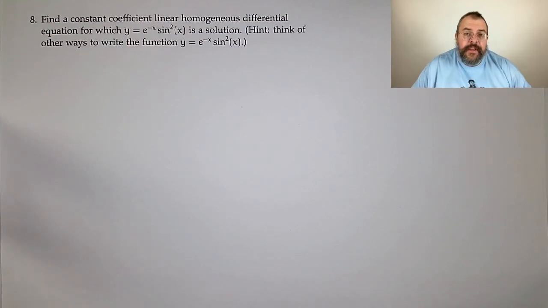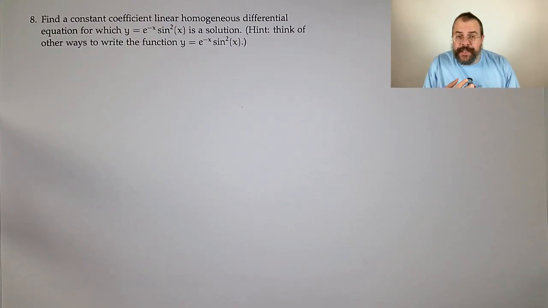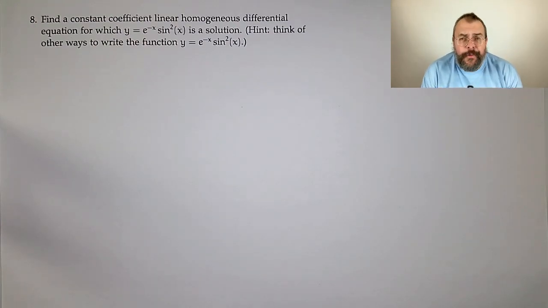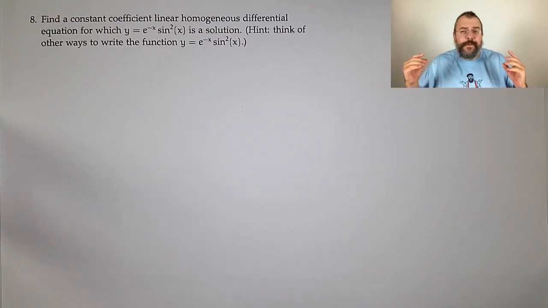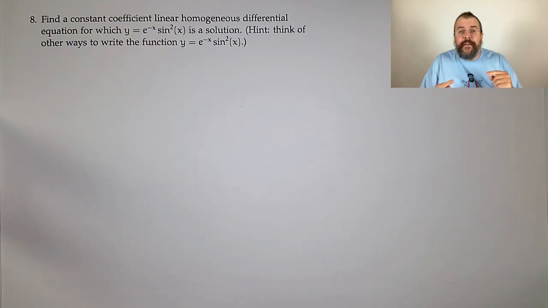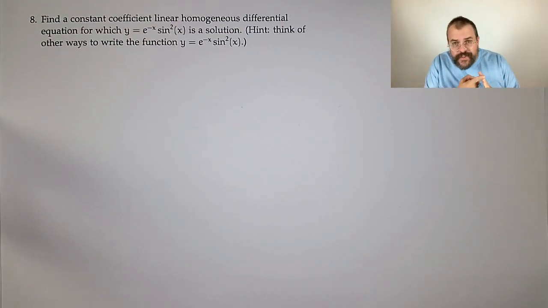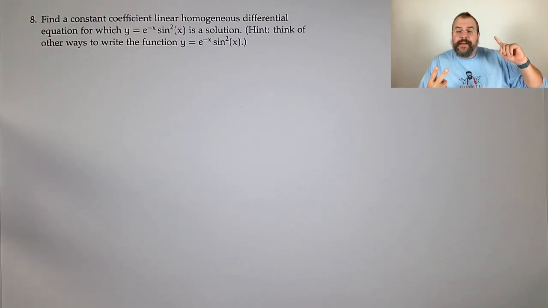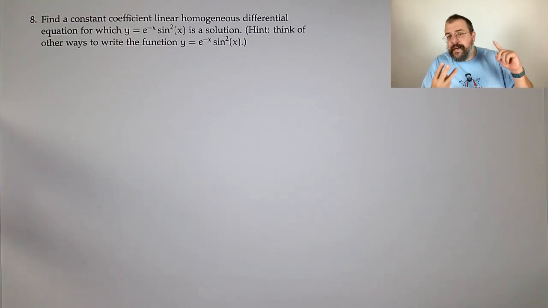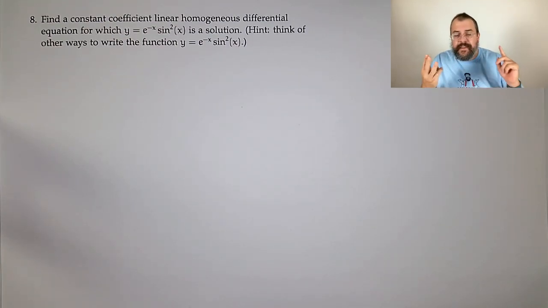Number 8. Find a constant coefficient linear homogeneous, our favorite kind, differential equation, for which y equals e to the minus x sine squared x is a solution. Now, you're probably thinking, wait a second. If I'm constant coefficient linear homogeneous, I can look like powers of x. I can look like exponential functions, e to some power of x, maybe times a polynomial. Or I can look like polynomial times e to the x times sine or cosine.